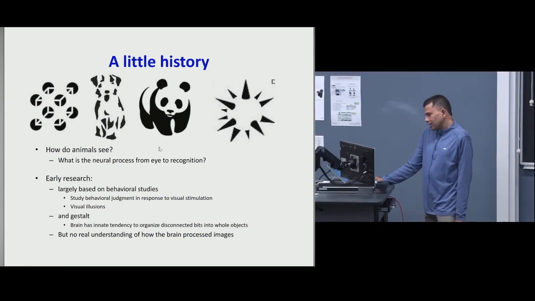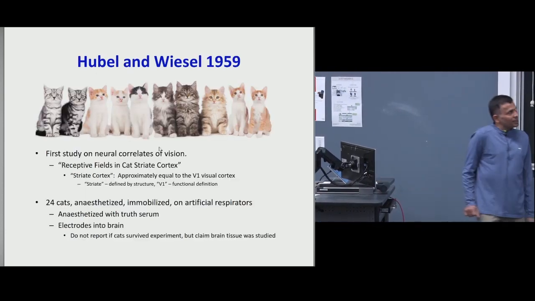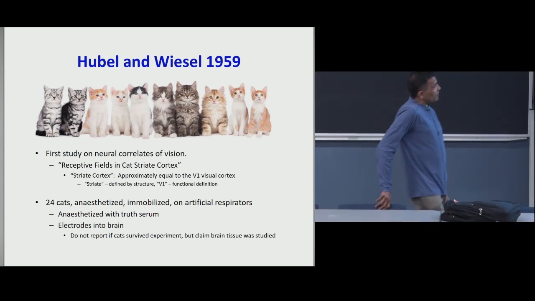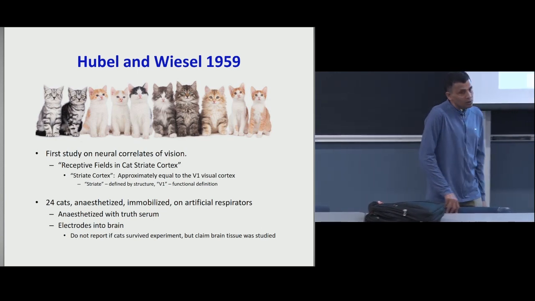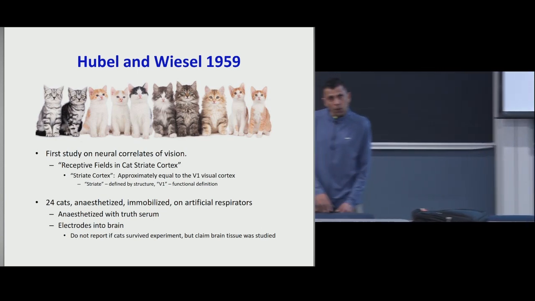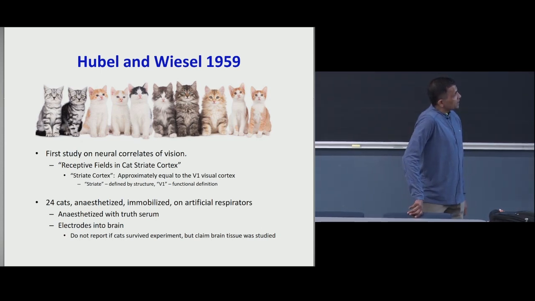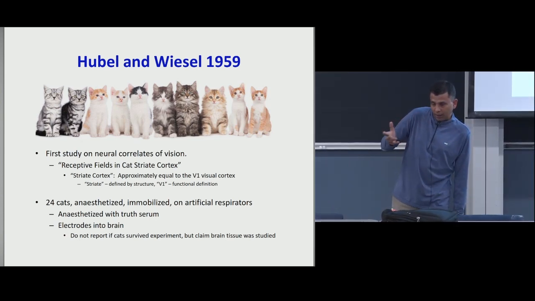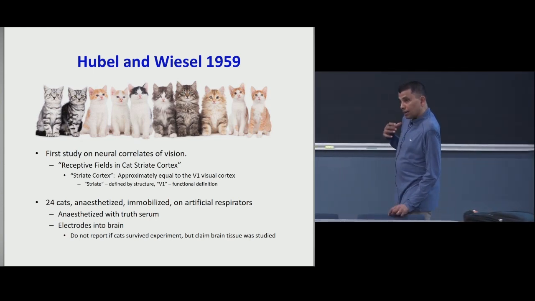That work started with these two guys, Hubel and Wiesel, in 1959. This was either the very first study or one of the first studies on neural correlates of vision, definitely the most famous one. So there was this study on the receptive fields in the cat striate cortex. What is the striate cortex? Turns out that Mike Tarr might have gone over this.